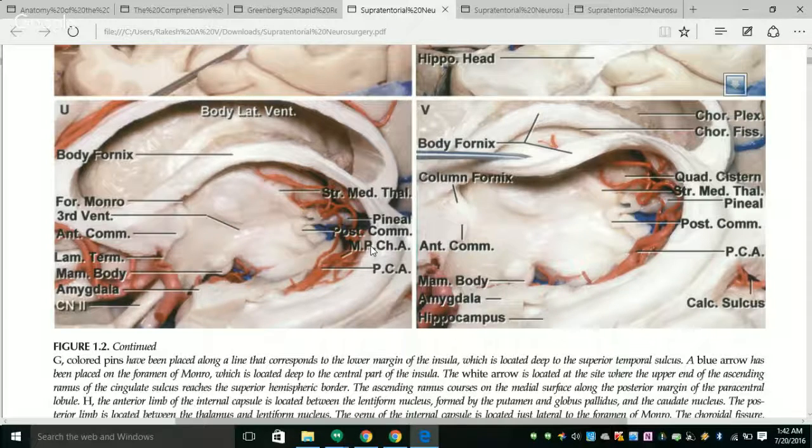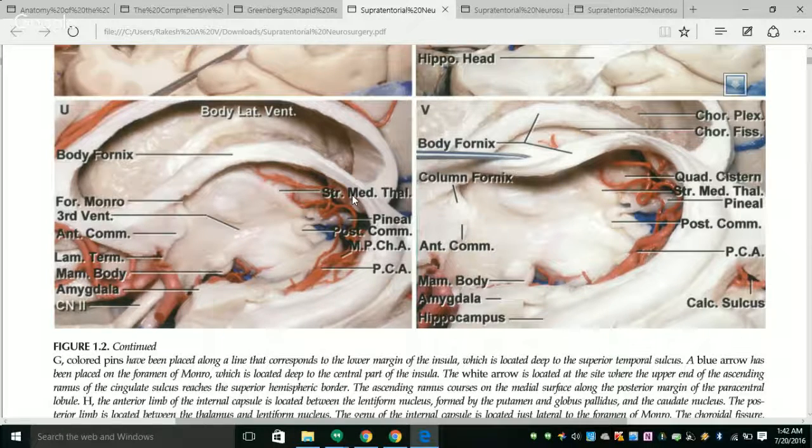The stria medullaris thalami marks the lower edge of the velum interpositum, in which the internal cerebral veins course.